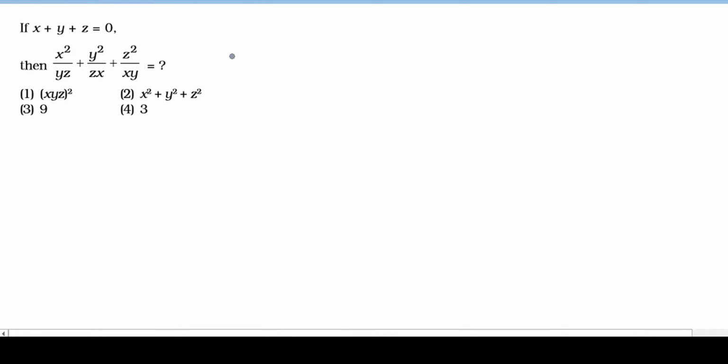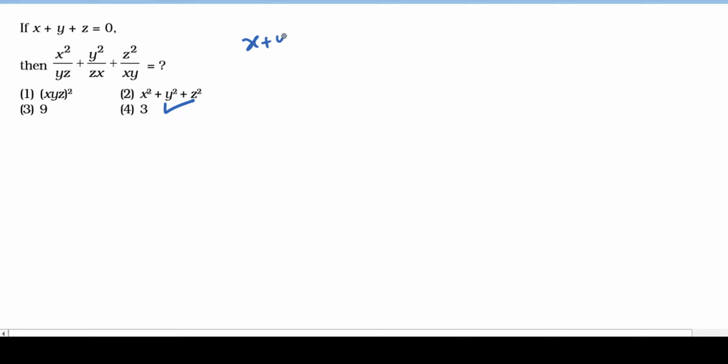Next question. x plus y plus z is equal to 0. Find x square by yz plus y square by zx plus z square by xy. This is very basic. This is like a lollipop question in CGL tier 1 or MTS or any exam. For people who know, the answer is 3. Yes, you have guessed it right. And if you don't know how, please check my first video also. I have mentioned a simple formula.